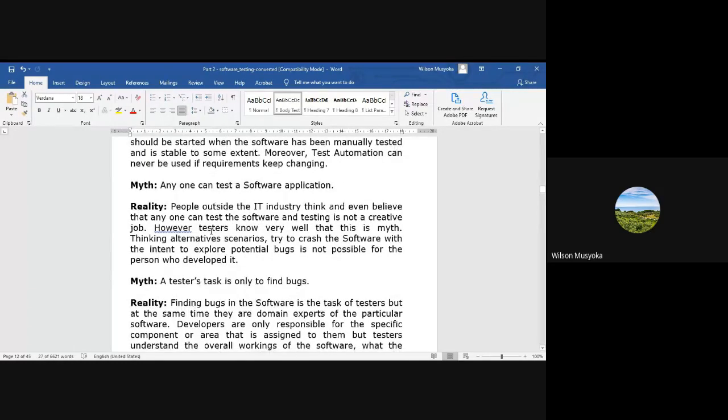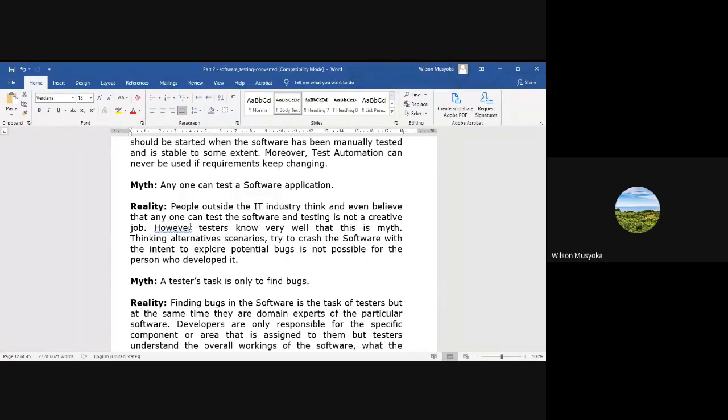Another myth is that anyone can test a software application. People outside the IT industry will think that they are able to test the software and that testing is not a creative job. But when we look at this in reality, people outside IT are what we call novice users. They just use the system for the need they have. But a software tester will test the software across the different needs of different users. That is why, in different alternative scenarios, the software may crash, because a user outside the IT industry had not tested that area or that scenario.